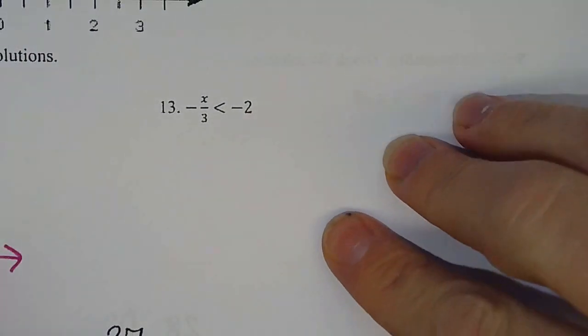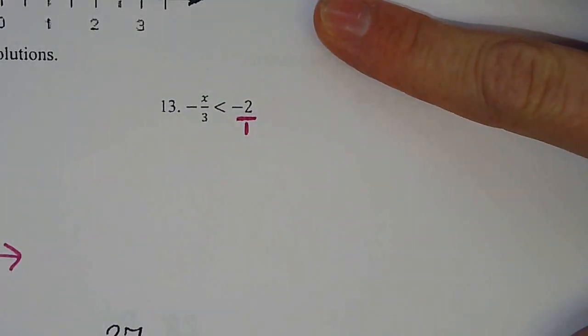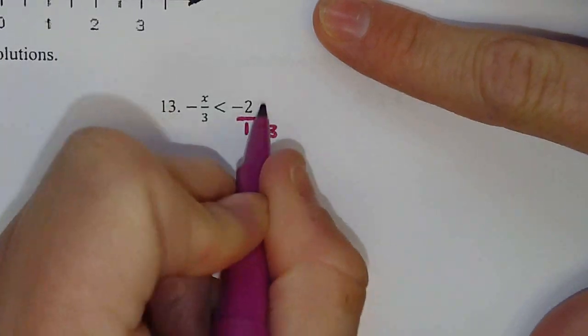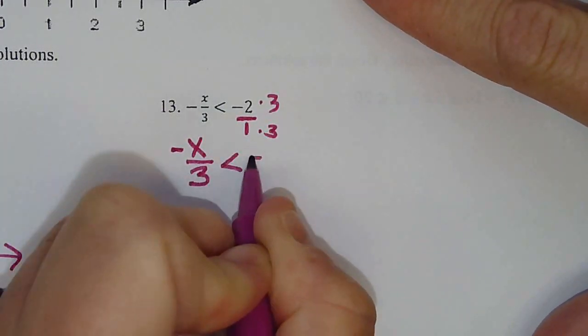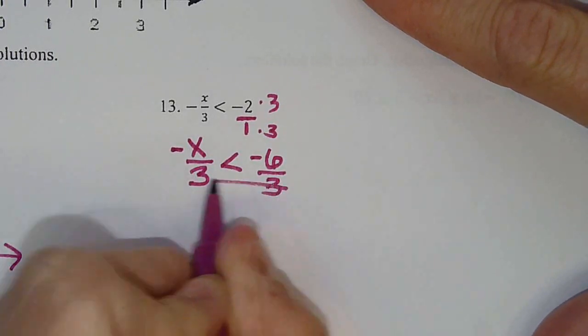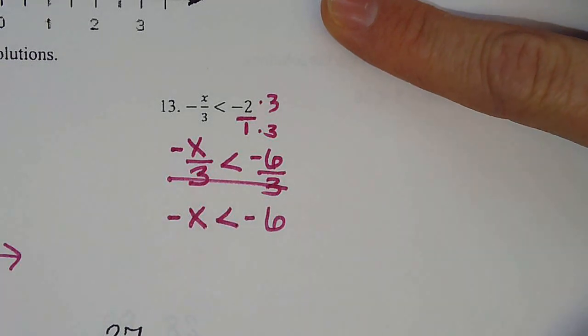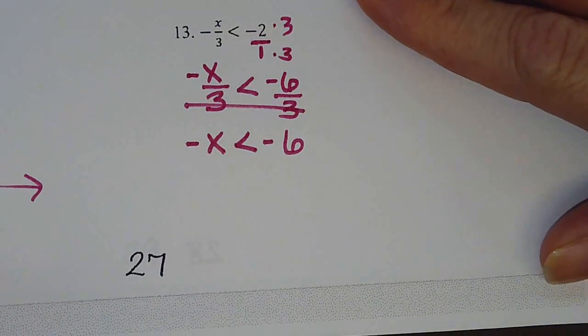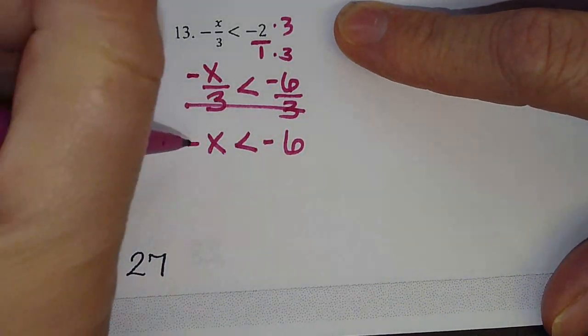For number 13, first thing we need to do is get a common denominator because you have a fraction. So we're going to get a common denominator of 3. So then I have negative x over 3 is less than negative 6 over 3. Denominators go away. You have negative x less than negative 6. You cannot leave things with a number in front of x. Like you can have a 1. You cannot have a negative 1.